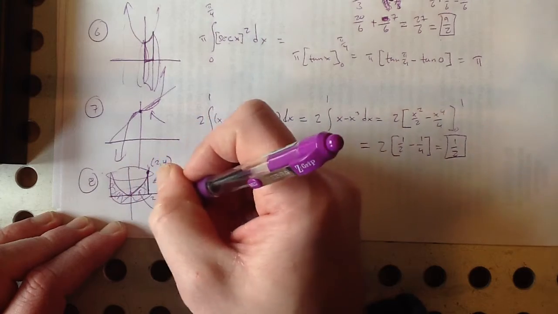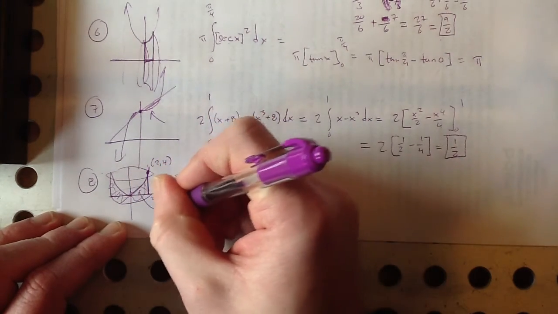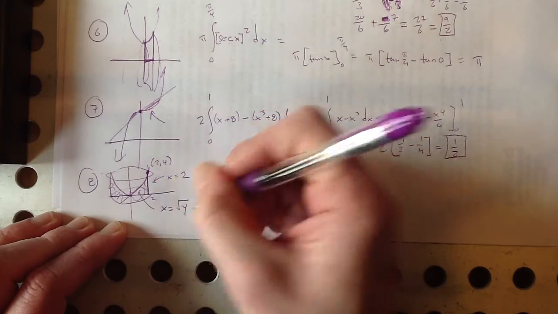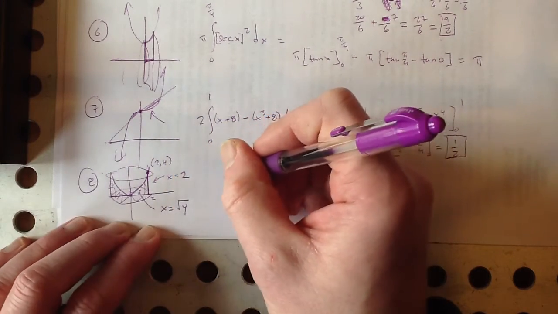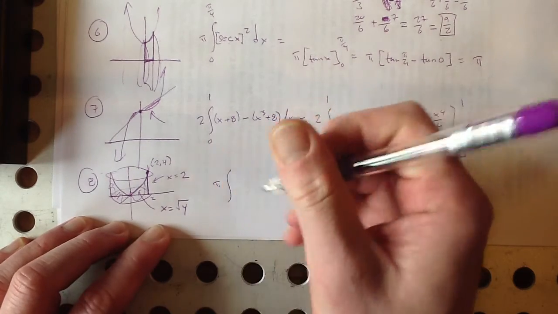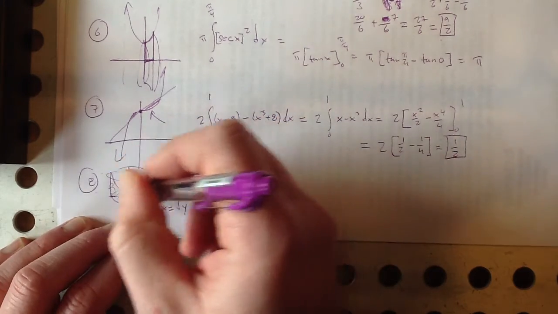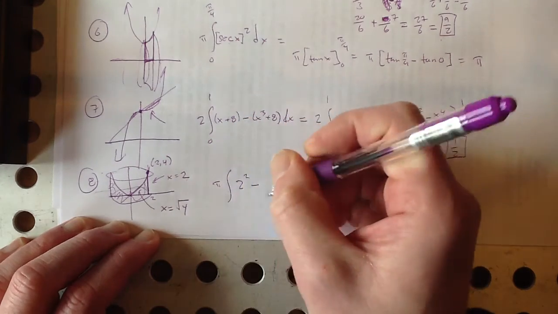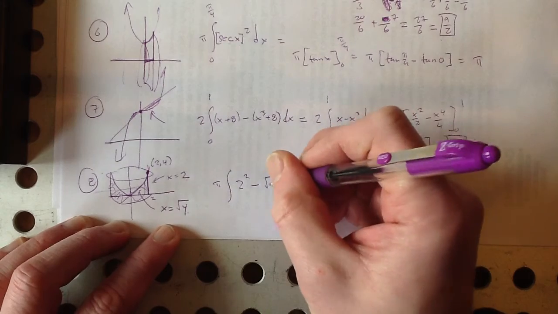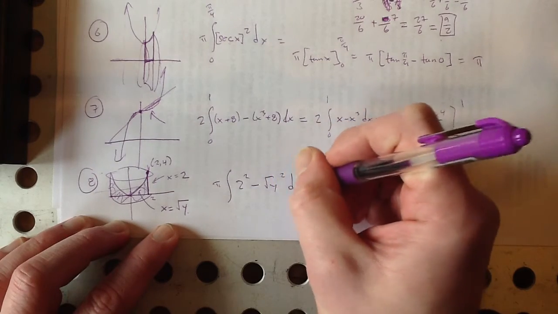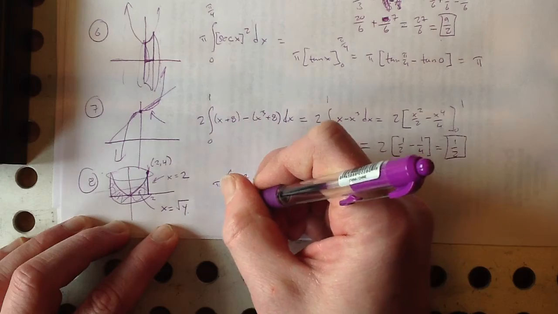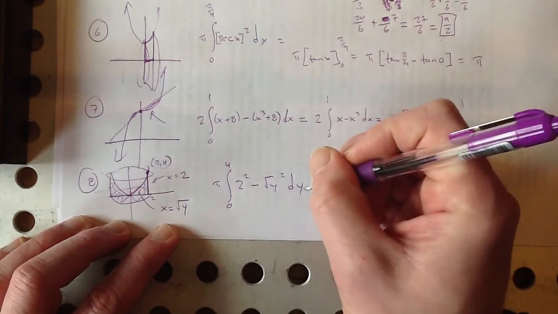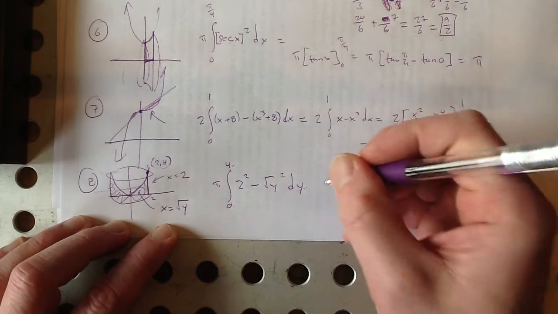And y equals x squared, when we solve it for x, is equal to the square root of y. So pi times the integral of the outside radius of this thing as we slice across this way is 2 squared minus the inside radius, the square root of y, squared, dy from 0 to, you got to be careful here, we're going to go 0 to 4, right? This is a dy problem, so these need to be y values.